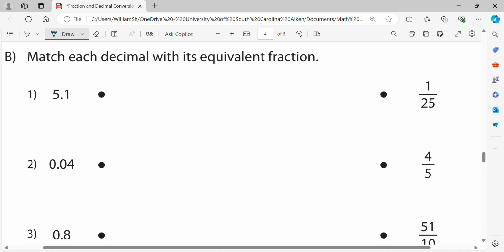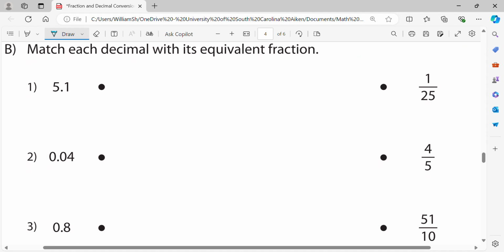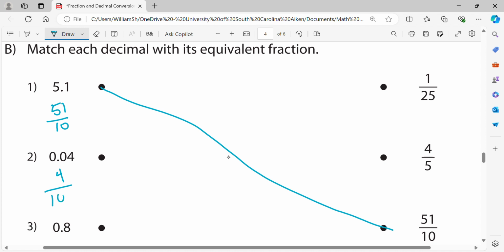Alright, so for part B, match each decimal with its equivalent fraction here. For the first one, the furthest decimal, 5.1, is that 1, and it's in the tenths place. So I've got 51 tenths. Well, I can already see what that matches to. Alright, number 2, I have a 4. That's my furthest decimal, and it's in the hundredths place. So I need to put 4 over 100. Now, this can be reduced. Both can actually be reduced by a factor of 4. So I'm going to divide 4 by 4, which will give me 1. I'm going to divide 100 by 4, which will give me 25. So this is the same as 1/25.